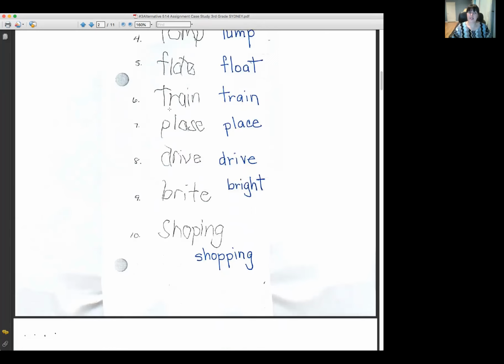We go through her test and we notice that train is spelled correctly, but when we get to place, we have an S versus a C, which is a common mistake at this age. Number 8 is correct, drive, and we have some confusion on bright. We have a different spelling versus the GH sound. We also notice for number 10, for shopping, we might need to review the double P rule. So these are some things that we should analyze with Sydney's test, considering that she only got 5 out of the 10 spelling words correct.